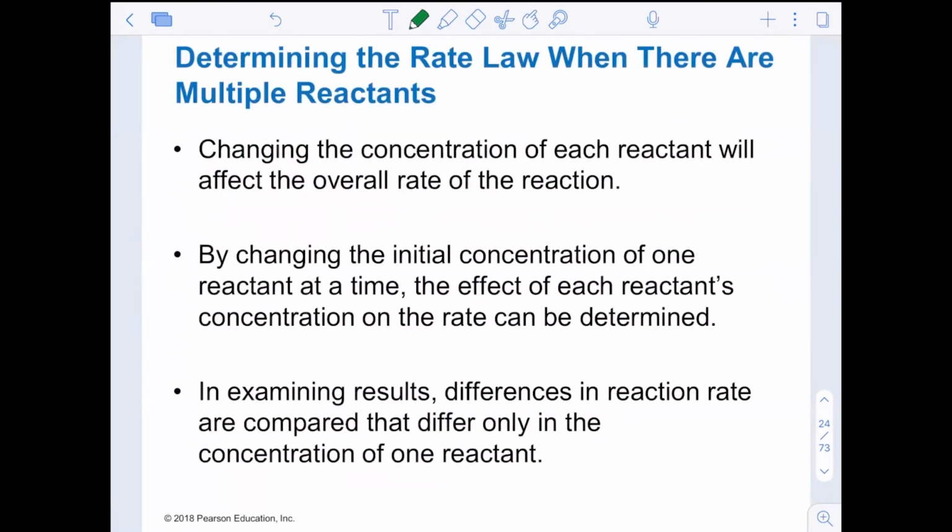Now, determining the rate law when there are multiple reactants, you have to change one concentration at a time, okay? By changing the initial concentration of one reactant, you can see how the reaction rate changes, and then keep that one constant and change the other one. So we're going to be examining the results based on the differences in the reaction rate, comparing only one reactant at a time. Makes life a lot easier.